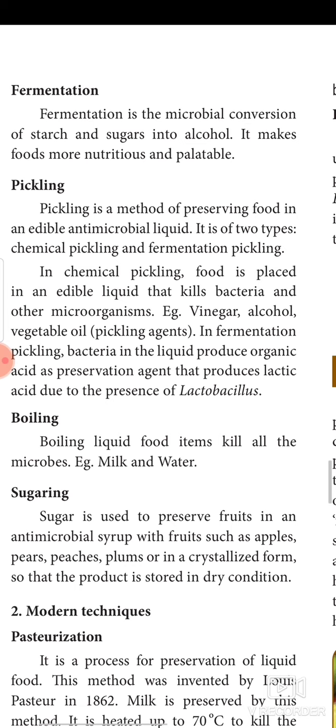And pickling is a method of preserving food in an edible antimicrobial liquid. So we prepare pickles using microorganisms. Vinegar, alcohol, vegetable oils are used there. And boiling liquid food items kills all the microbes, for example milk and water. And sugaring: sugar is used to preserve fruits like jam, pulp, pear, peaches, in crystallization form, so that we can produce a dry condition.